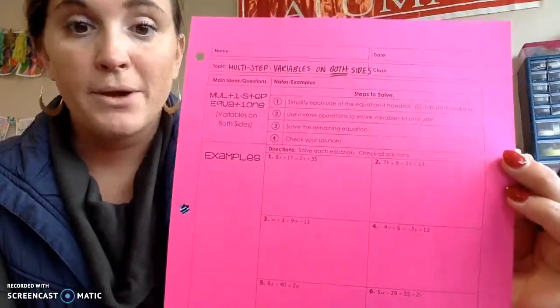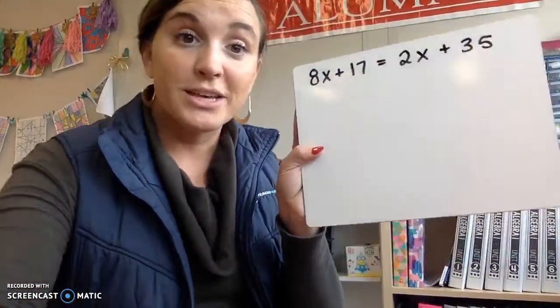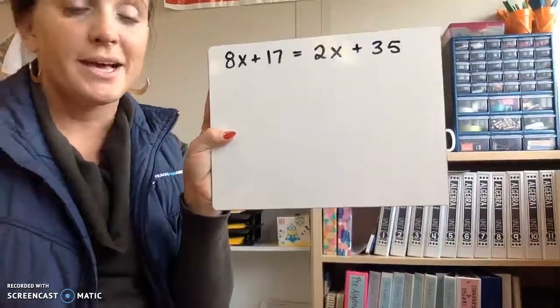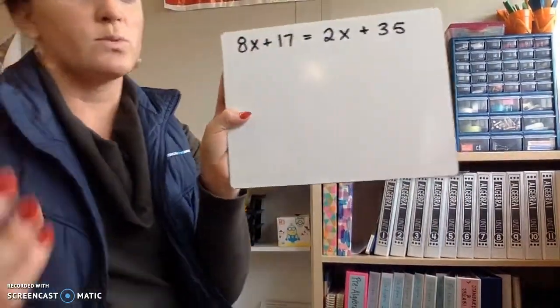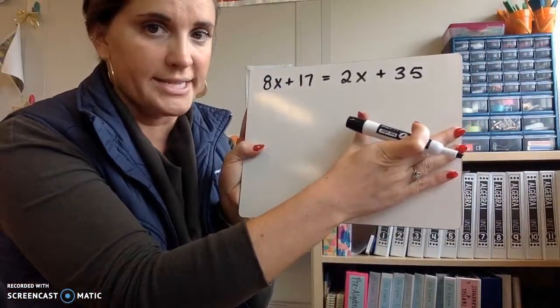So jumping right into our examples today, I'm going to start with number 1. I'm going to switch over to my whiteboard, and you're working these out on your paper. So number 1, I've got 8x plus 17 equals 2x plus 35. All right, so this is different from yesterday because I have 2 variable terms, which was normal, but the issue today is one's on the left-hand side and one's on the right-hand side.